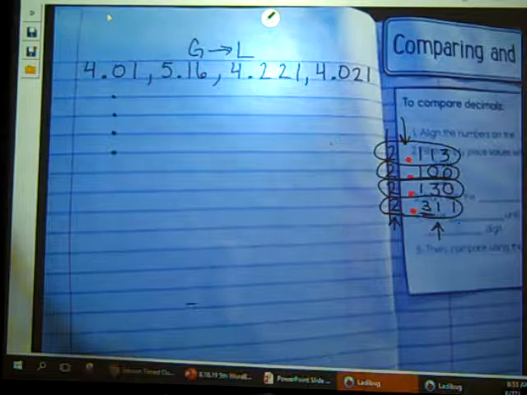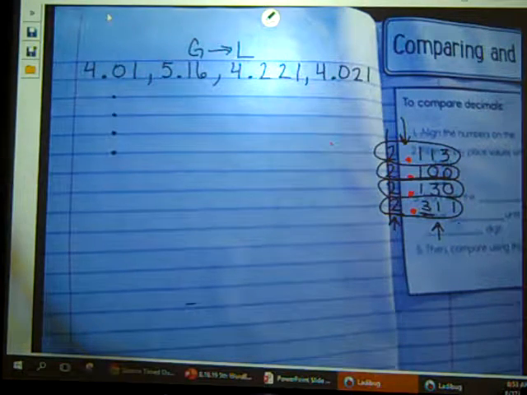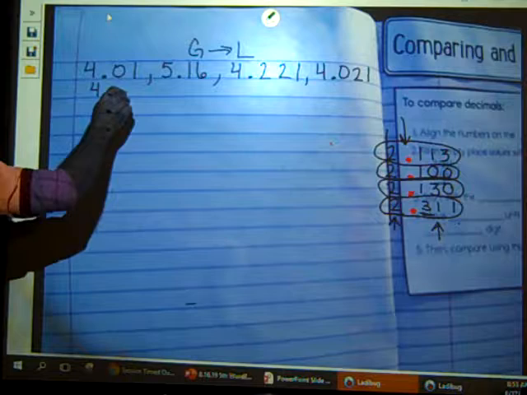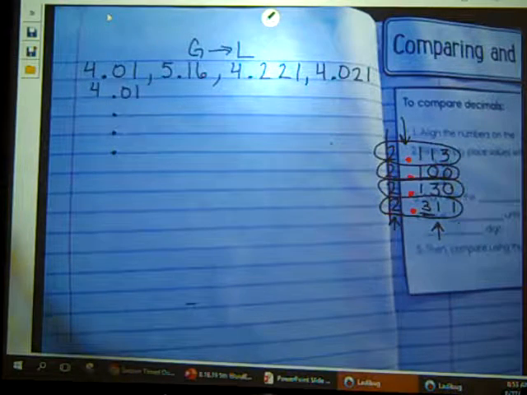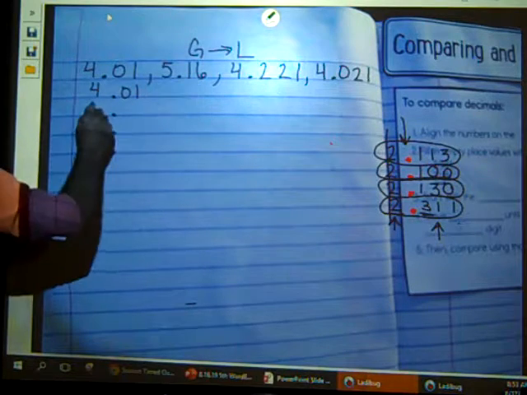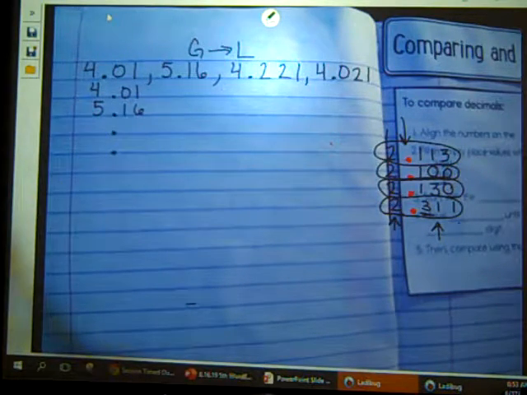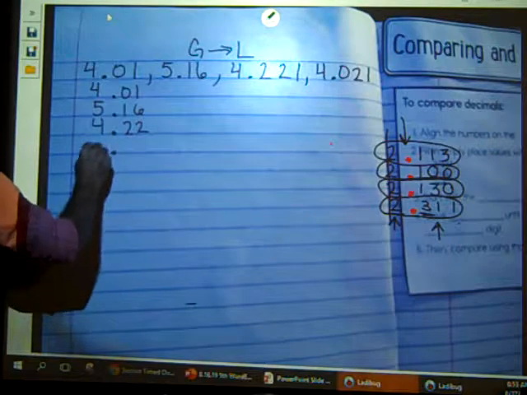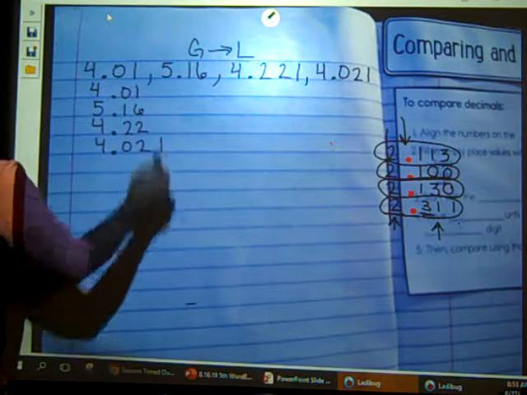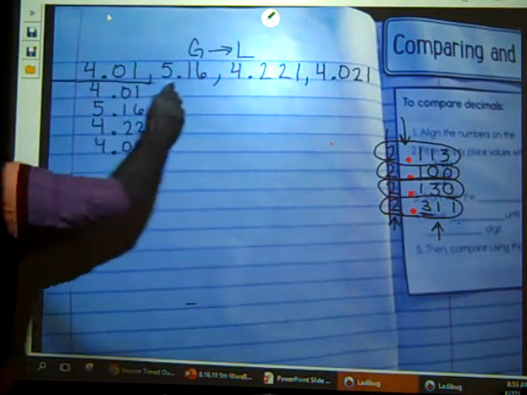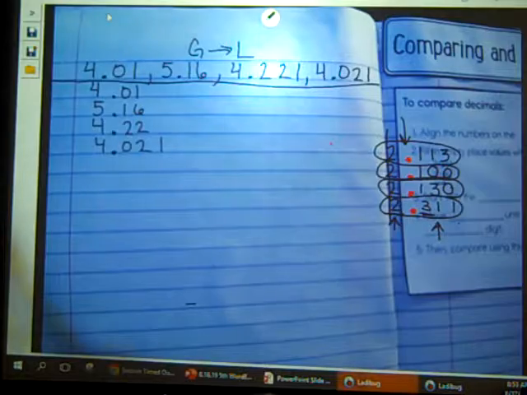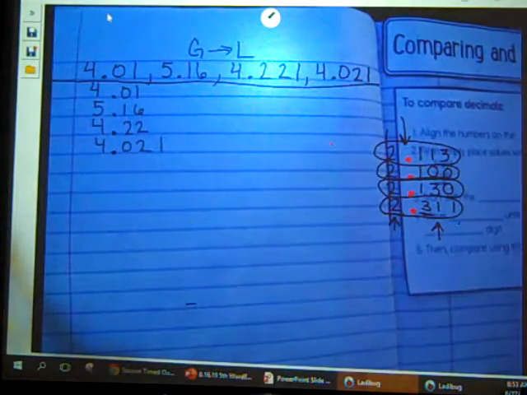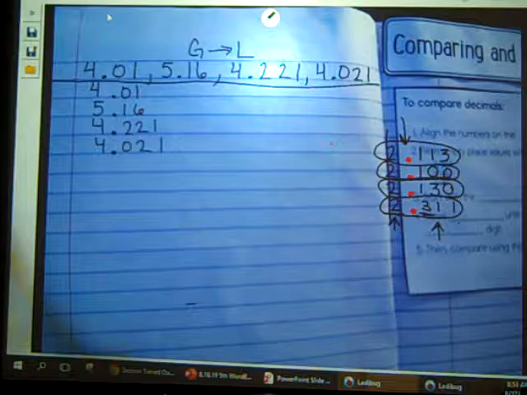Okay? And now we're just going to copy these 4 numbers in these places, not in any order yet. We're just going to copy them. Okay? So the first number is 4.01, so I'll write 4.01. The next decimal is 5.16. 5.16. 4.22, 4.22. And 4.021. Wait, but why did you put the 1 right there? Because that's the 3rd digit. No, right, you forgot the 1 in the 4.221. Oh, I forgot that one? Yeah, there you go. Sorry about that.